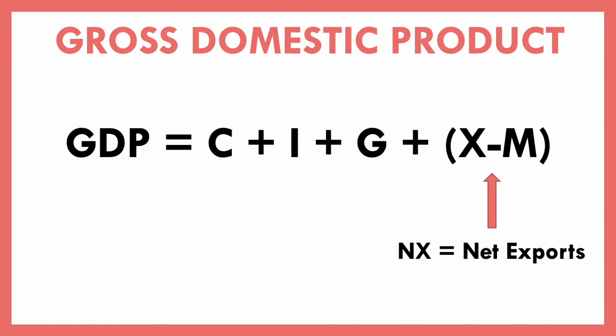You might sometimes see that written as NX, or X sub N, for net exports. But regardless, it's the difference between our exports and our imports. And you also might see GDP sometimes written as our output or just as a capital letter Y. What this is saying is that our gross domestic product is the sum of all of the things produced within our country within a given year.